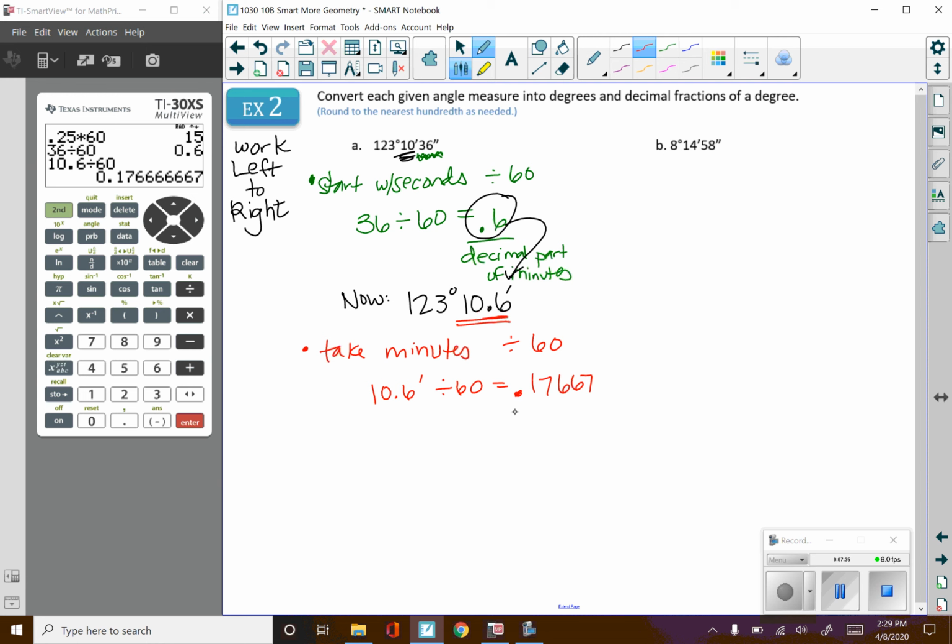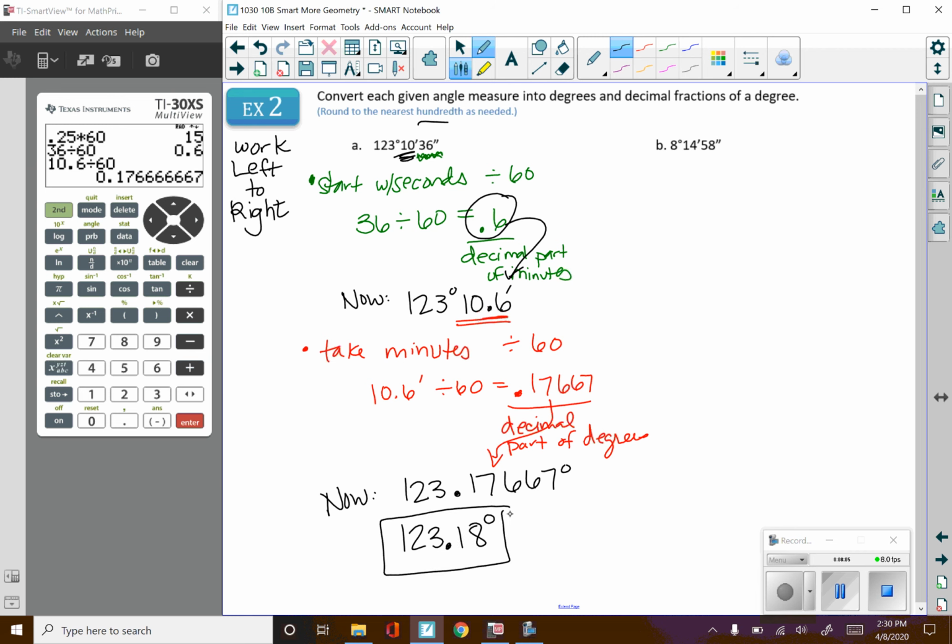And so this number that we just got is the decimal part for degrees. So our final answer is that we have 123.17667 degrees. That decimal just goes with the 123 degrees, and I think it wants you to round to the nearest hundredth. Yeah, it says hundredth. So we would say 123.18 degrees. So we divide by 60, working from left to right.